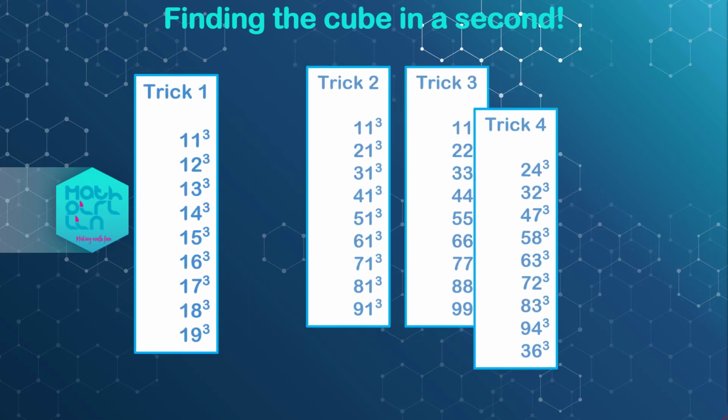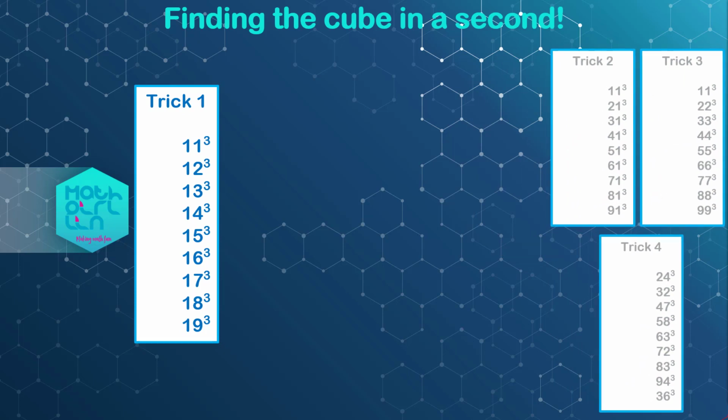Let's look at trick 1. Let's take 11 cubed. First, you write the 11 as is. Next, you square the unit digit. 1 squared equals 1. Finally, cube the unit digit. 1 cubed is also 1. So this is the first part. Remember, you will always have 4 sets of numbers after the first part of your operation. This rule applies to all the 4 tricks.